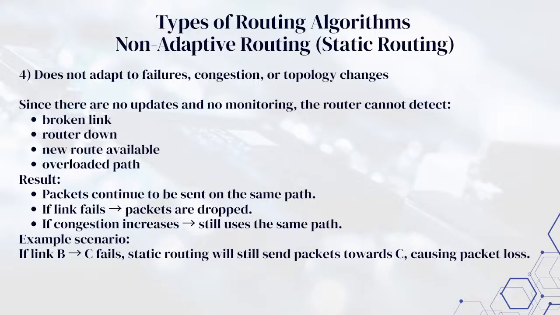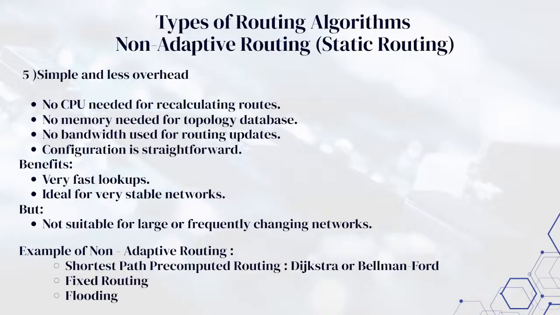This means that when information is being sent continuously, there is no information about broken links, a router being down, or a new route being available. Whatever the problems are, it actually loses the packets.